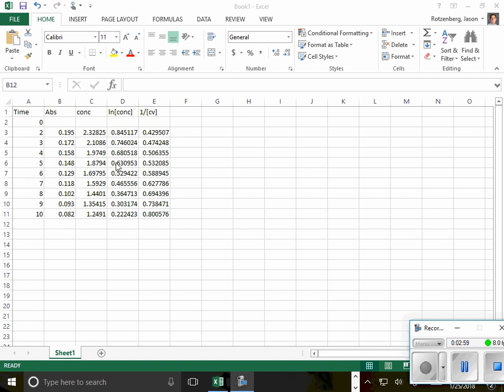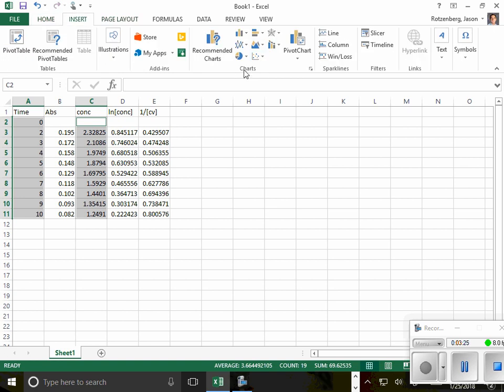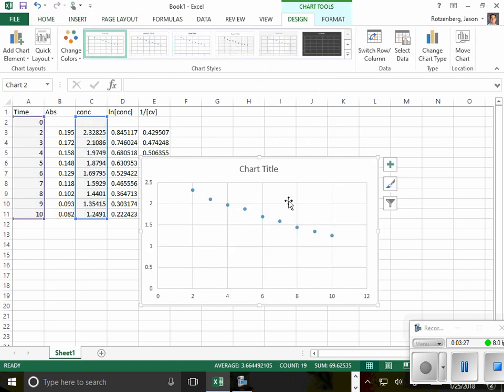So now that we know how to set up this, the next thing would be to make our graphs. Recall that we want to see which graph is linear between time versus concentration, time versus natural log, and time versus 1 over concentration. So what I'm going to do is highlight my data points. To highlight another column that's not next to it, push down Control and then click and highlight. Okay, so now I have my 2 columns that I need. I'm going to go back to my XY scatter.